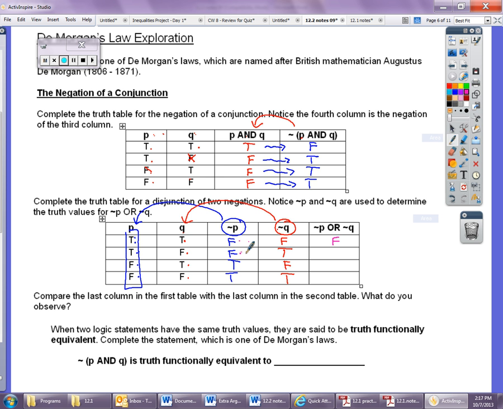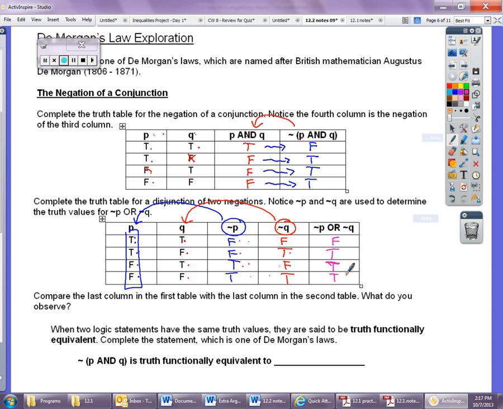Well, we have a false statement and a true statement. The true statement means this can be true, because we have one true statement. A true statement and a false, once again we have that one true, so our entire thing can be true. And then true and true, so we have two true statements, so we have another true. So not P or not Q, we have false, true, true, true.